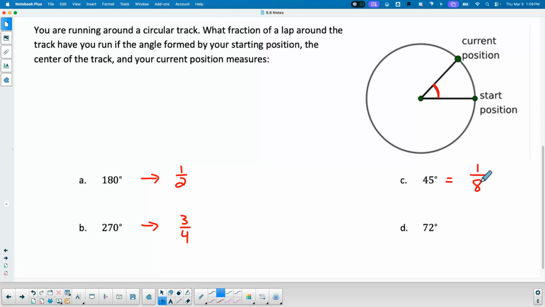If that angle is 72 degrees, how much have you run around? 1/7. No. One-fifth. Yep, you run around 1/5 of the track.